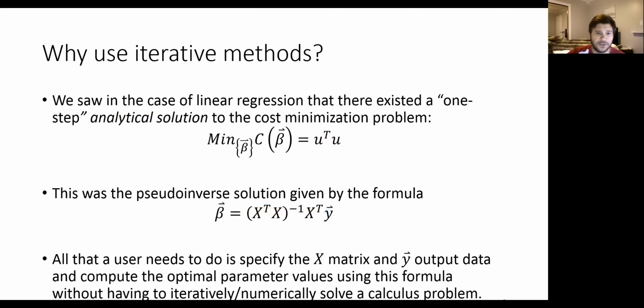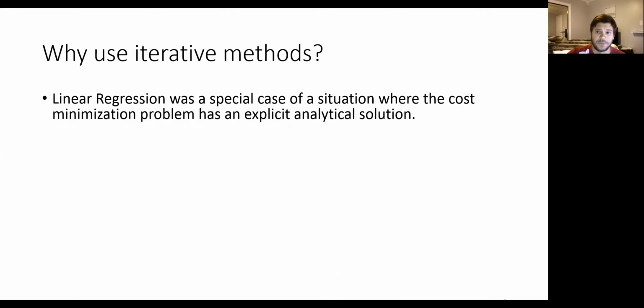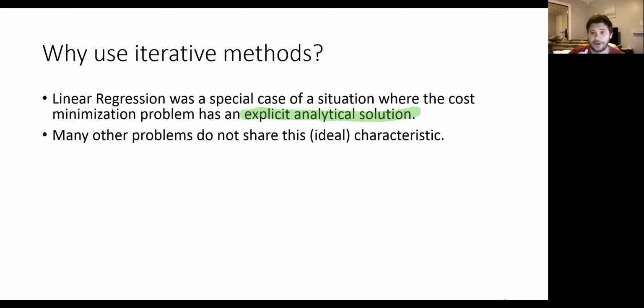Now, why use iterative methods? Well, not every problem has this nice property in that it yields an analytical closed form solution. There are many algorithms, many models we can estimate that do yield closed form solutions, but I would say there's an even larger class of problems that do not. So linear regression was really a special case of a situation where the cost minimization problem did have this nice property where there was an explicit analytical solution. But many other problems do not share this ideal characteristic.